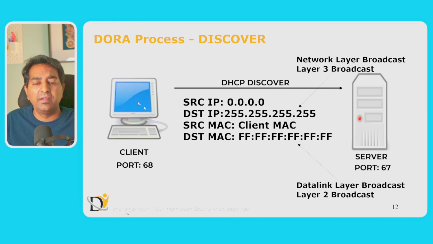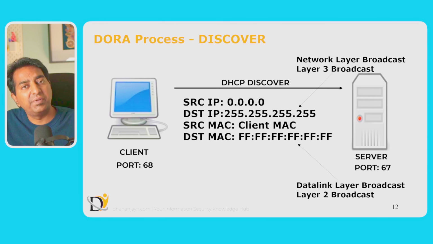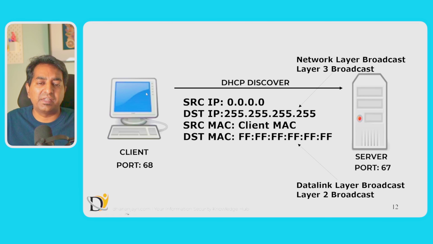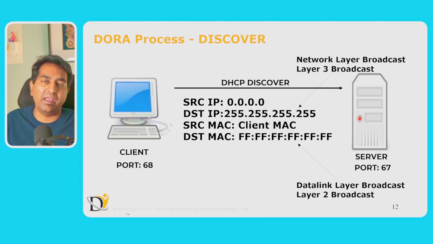listening on port 68. During the first discover phase, this computer does not know the IP address or the MAC address of the DHCP server on the network. Initially, the computer itself does not have an IP address. So it first sends the discover request, and as this computer does not have an IP, the source IP by default considered is 0.0.0.0.